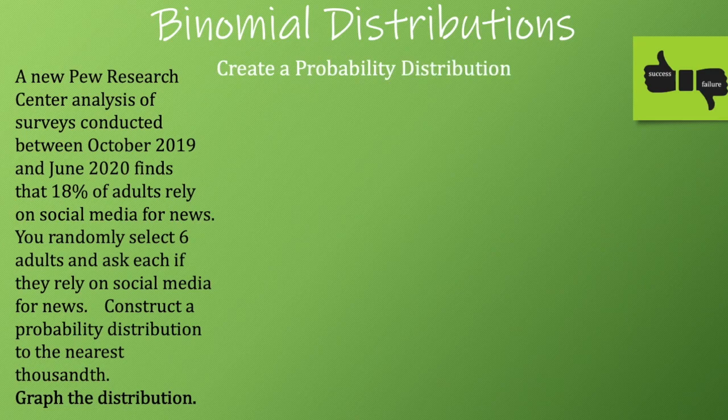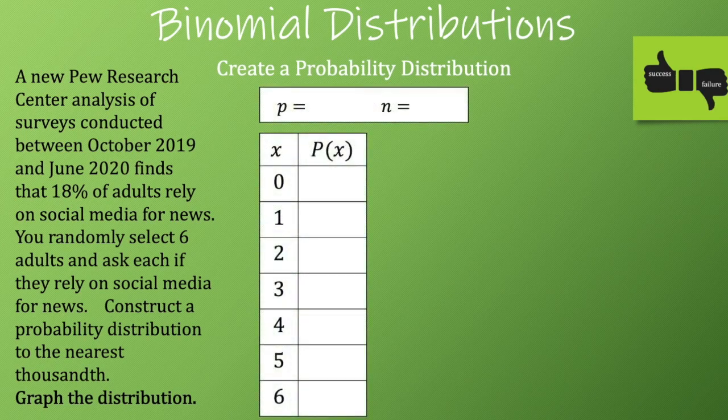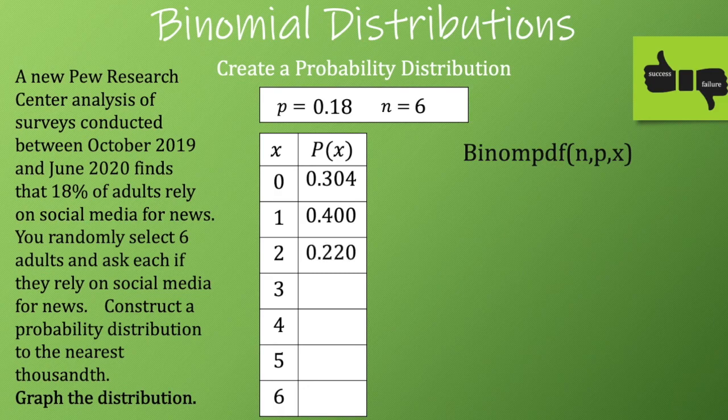So first thing we need to do is create the probability distribution. The probability of success in this case is 0.18, and our n is 6 because we're randomly selecting 6 adults. So again, we're going to use the binomial PDF function of your calculator, and for each of the random variables, 0, 1, 2, 3, 4, 5, and 6, you'll find the probability. So there we have a probability distribution. Feel free to pause the video if you need to catch up.